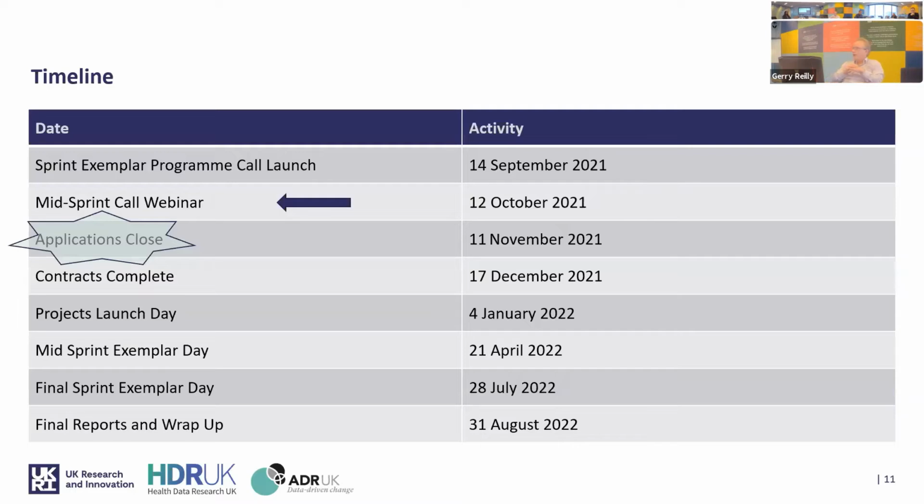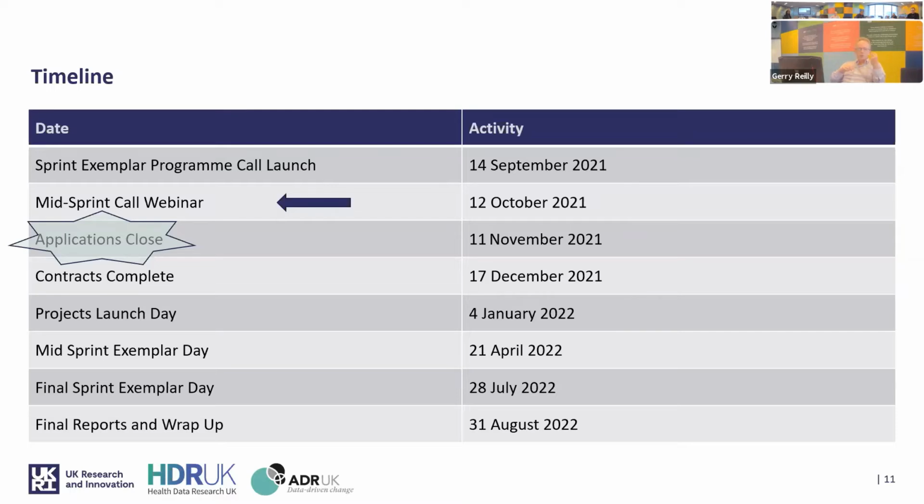So key dates, you are at the mid-sprint call webinar. Okay, hopefully that's where you intended to be. The next key date in your mind needs to be the 11th of November, 9 AM, the 11th of November. That is the close date for the applications. Okay, so you need those applications to be in the inbox for 9 AM on that day, so that we can go through them, triage them, and work out how many we have to move forwards.